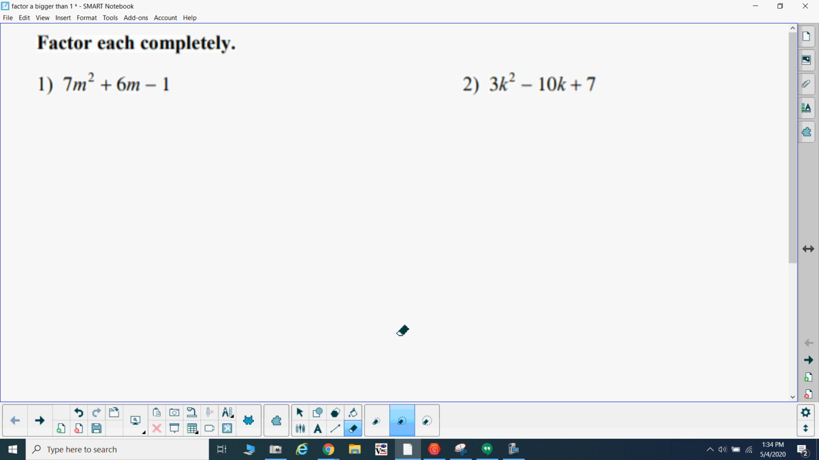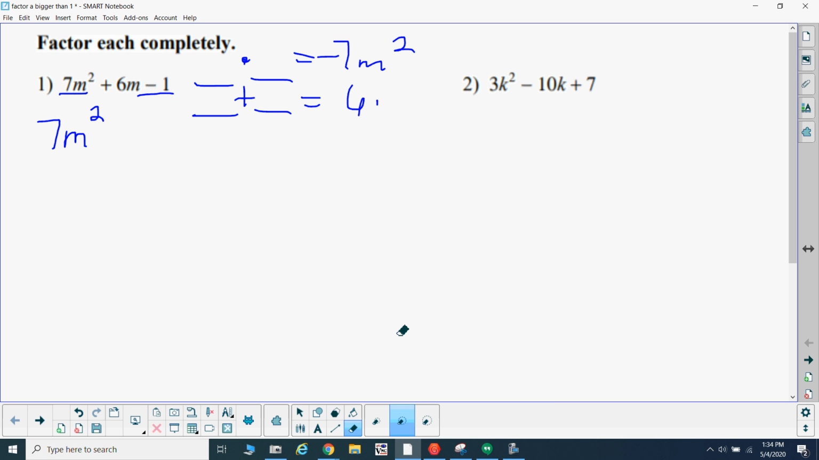And what we do is, again, we multiply those two together. And I start by writing 7m squared. And I have to just think of that negative 7m and how I can group them together. So again, I want something times something to equal negative 7m squared, and something plus something to equal 6m. And I know it's going to be, again, negative 1 and 7. So negative 1 and 7, negative 1 times 7.